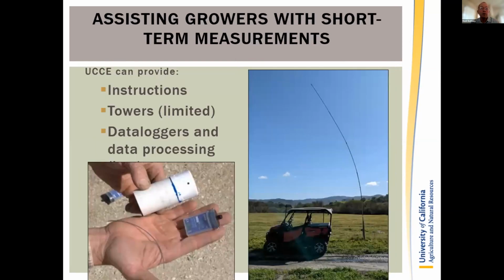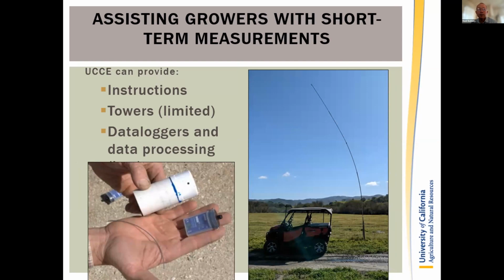So how I work with growers, I can provide them instructions on how to do this themselves. In some cases, I can provide the towers to them as well. And what I really can help them out with, though, I can loan them the data loggers and do the data processing for them. So if they spend the $100 to put up their own tower, like you see on the right, then I can just simply send them the data loggers and that little white housing that you see that shields the data logger.